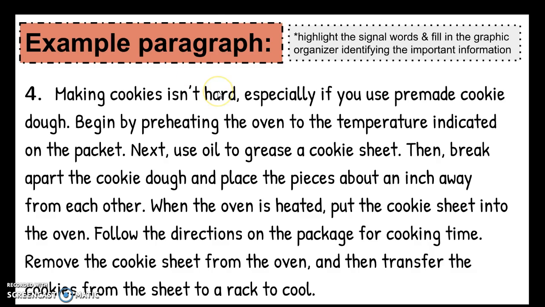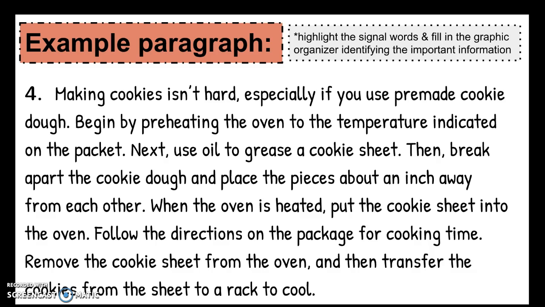Making cookies isn't hard, especially if you use pre-made cookie dough. Begin by preheating the oven to the temperature indicated on the packet. Next, use oil to grease a cookie sheet. Then break apart the cookie dough and place the pieces about an inch away from each other. When the oven is heated, put the cookie sheet into the oven. Follow the directions on the package for cooking time. Remove the cookie sheet from the oven and then transfer the cookies from the sheet to a rack to cool.